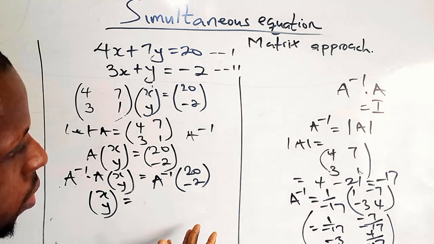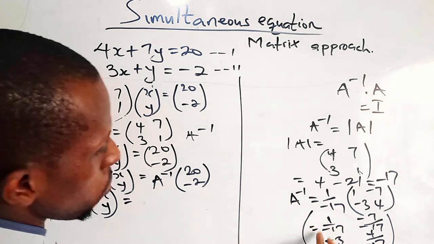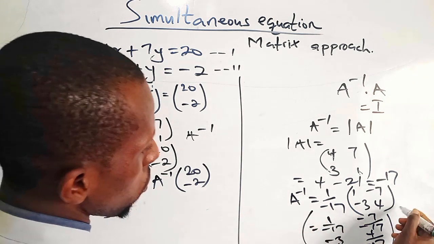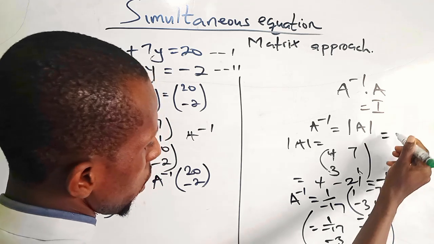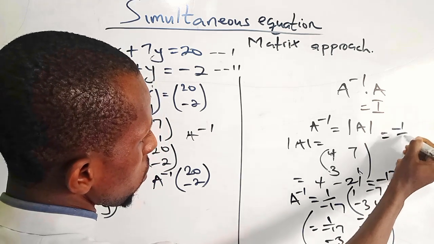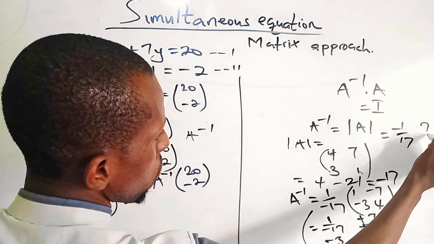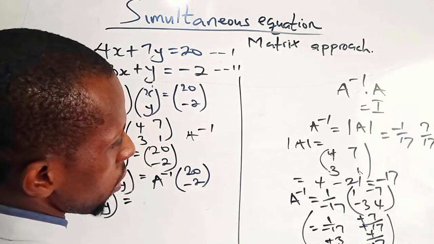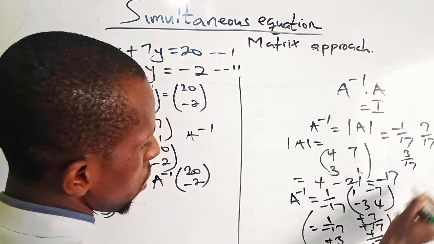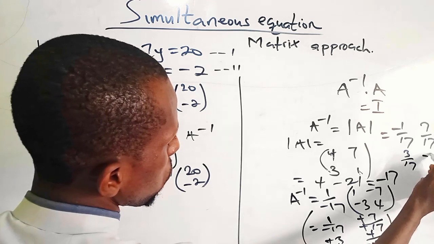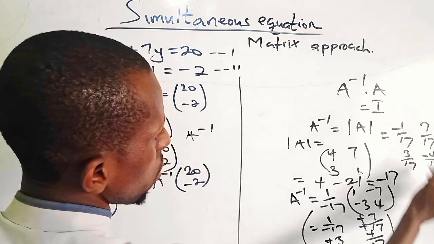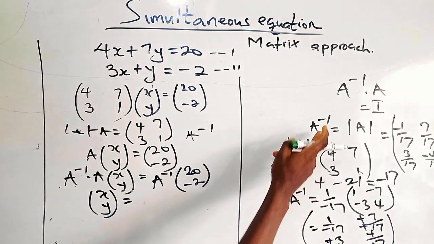Okay, so now for this, when we resolve this, we have here minus 1 over 17. Here, minus cancel minus, we have 7 over 17. This cancel this, we have 3 over 17, and here we have minus 4 over 17. So let's take this as our inverse of A.